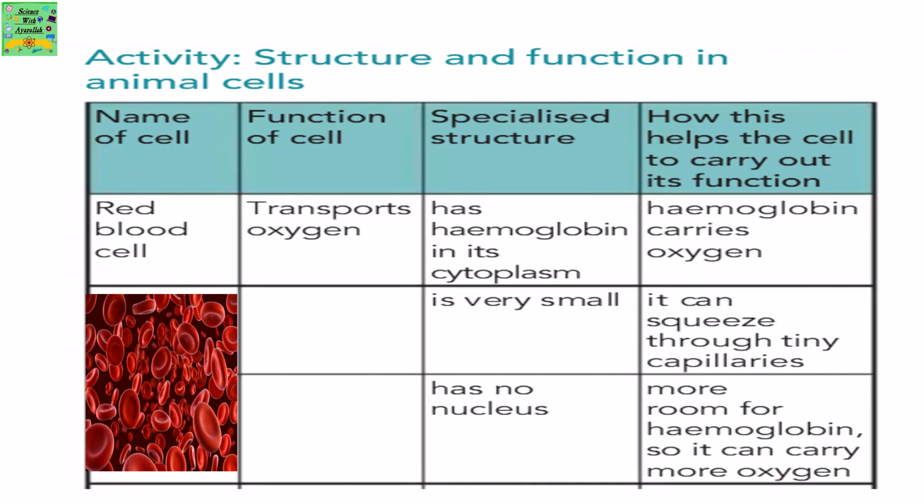The answer to the activity is: the red blood cells transport oxygen, and they have hemoglobin in their cytoplasm, and are very small without a nucleus. How does this help the cell to carry out its function? Hemoglobin carries oxygen. The cell can squeeze through tiny capillaries, and having no nucleus gives more room for hemoglobin so it can carry more oxygen.